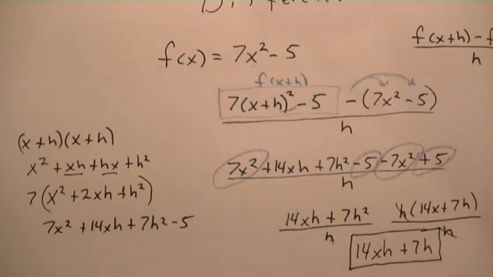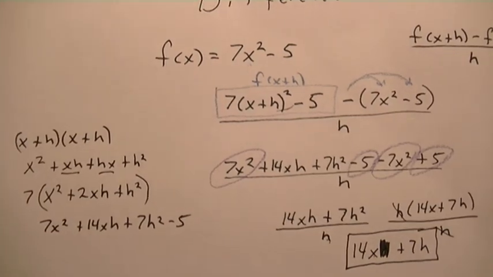Okay, now don't worry about the fact that, yeah, you could, wait a minute, 14x plus 7h, yes, you could take a 7 out, but don't worry about that. This is what we're looking for. 14x plus 7h is the correct answer for this problem. So that's all you have to do.